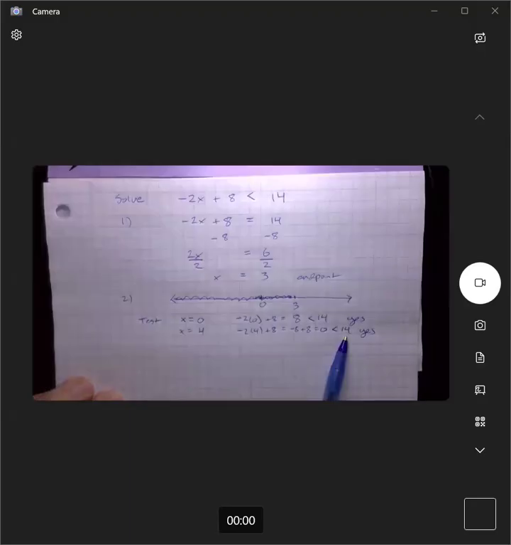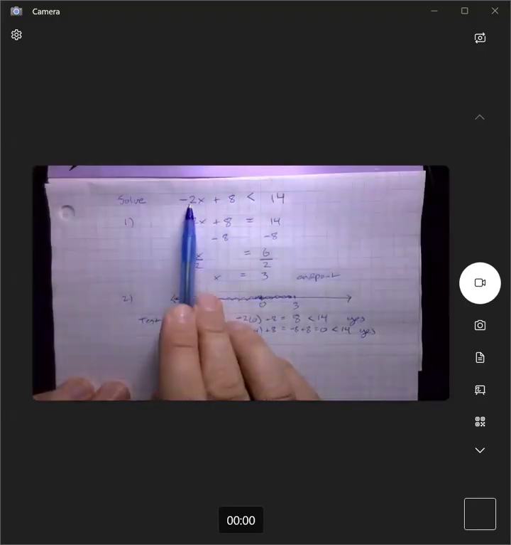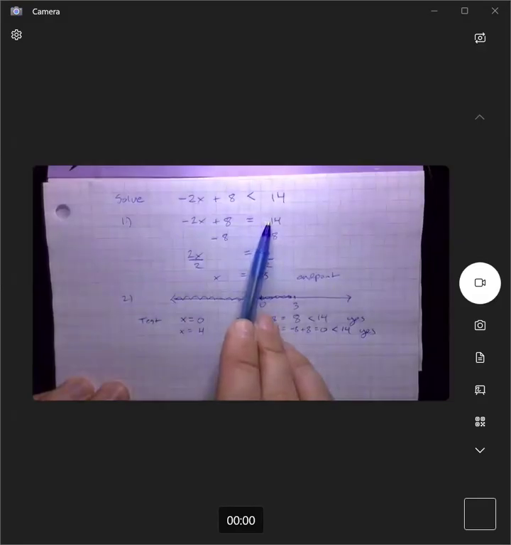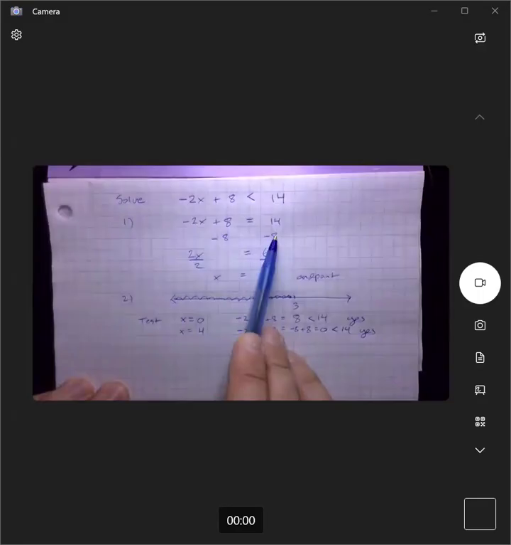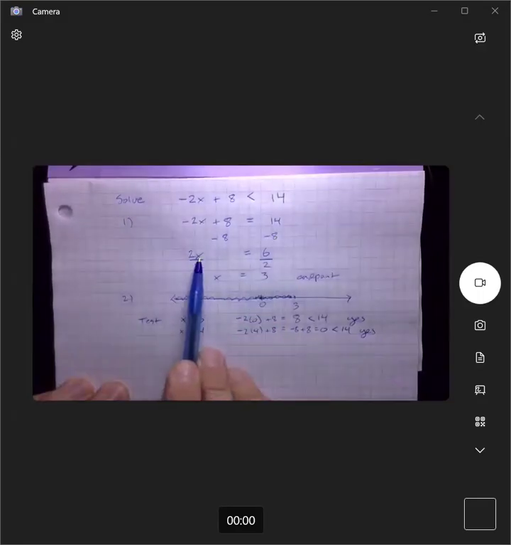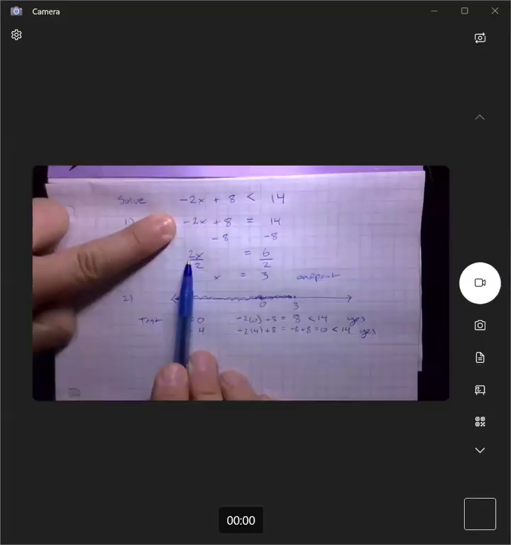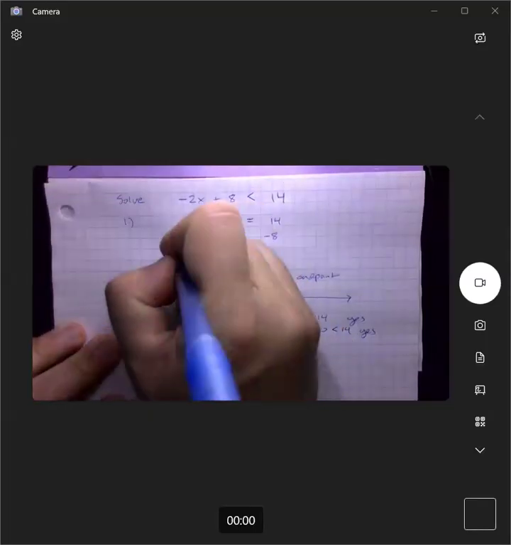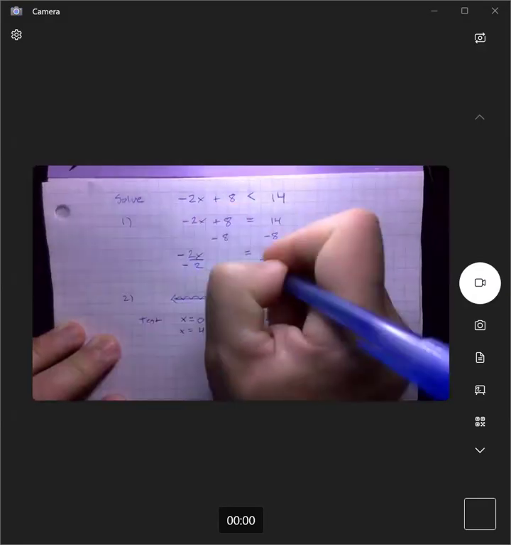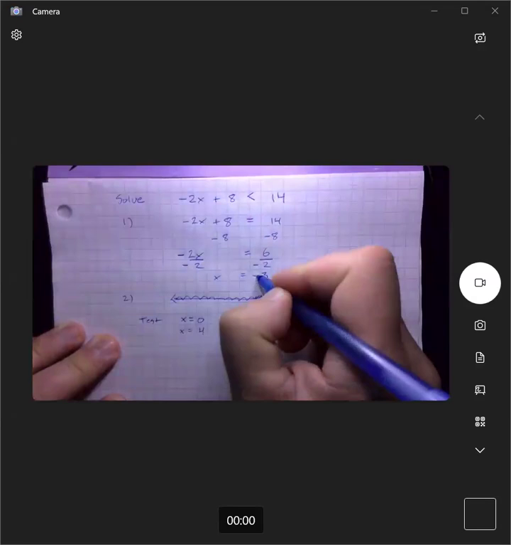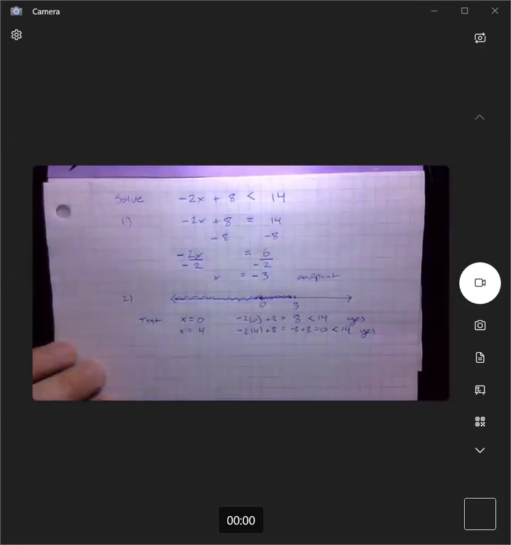So I'm just going to go back through and work through it again. Negative 2x plus 8 equals 14. So I subtract 8 from both sides. That part looks good. And then I have 2x equals 6, but it's not supposed to be 2. It's supposed to be negative 2. I missed that. So it should not be 6 divided by 2. It should be 6 divided by negative 2, which gives me a negative 3.